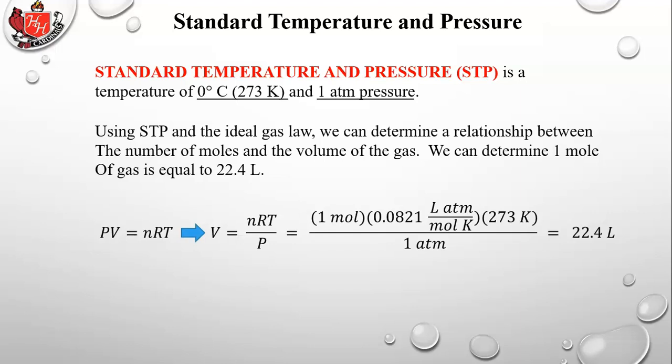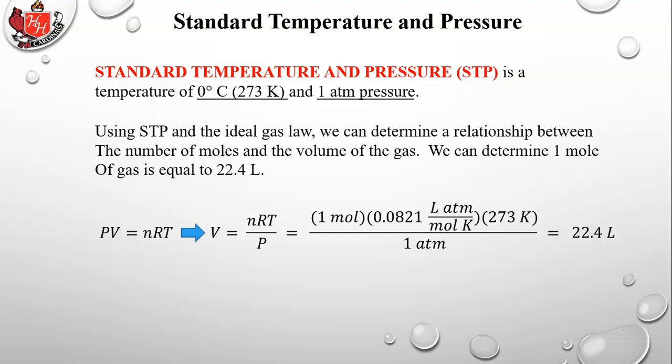So you just do one algebra step to do that. You divide both sides by P. The P cancels on the left, and the V is left alone on the left side. And over on the right, you have nRT over P. So let's go ahead and plug in the different variables here. So n, number of moles. So we're trying to find the volume of 1 mole of gas.